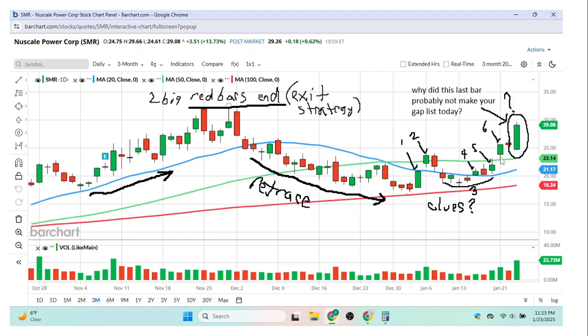And then the next day, we have a really nice gap up. It was probably a little bit red at one point during the day because of this bottom tail, but by the end of the day, buyers left a green bar with a bottom tail and a gap. So that's another clue. Okay, so now buyers are really starting to come in.